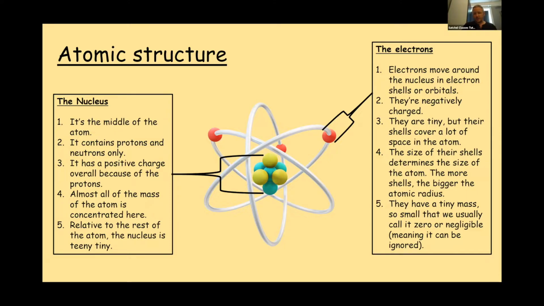The other way of thinking about this is as above, so below. It's a bit like the solar system model, where the nucleus would represent the sun, the biggest part of our solar system, the biggest star in the center of it. And the electrons would be represented by the planets, and their orbitals would be the path they take around the sun.